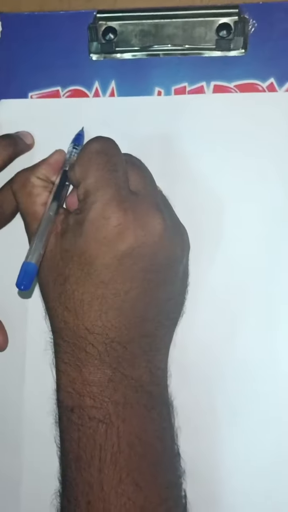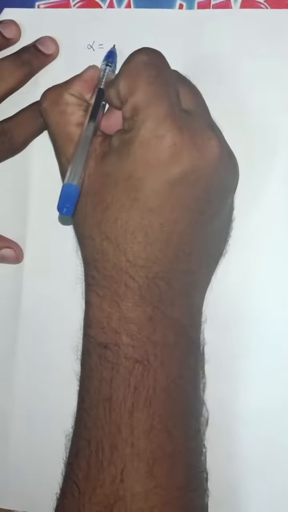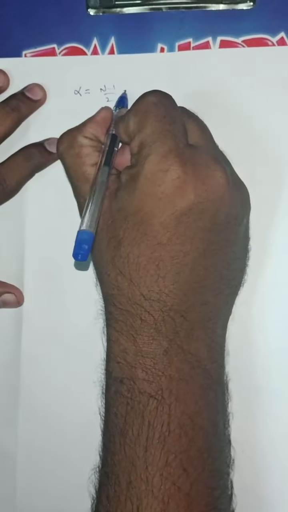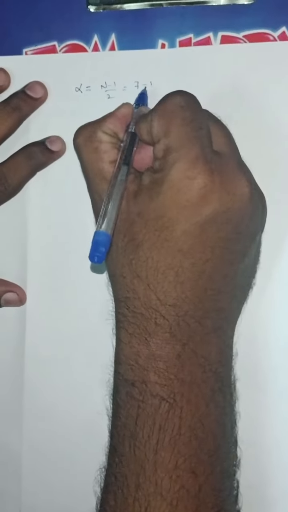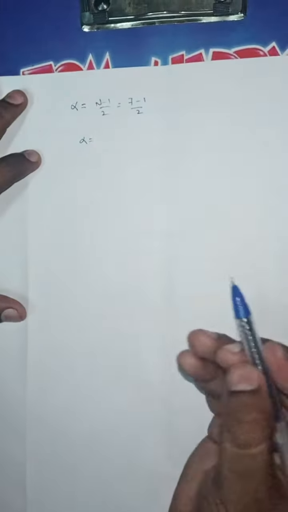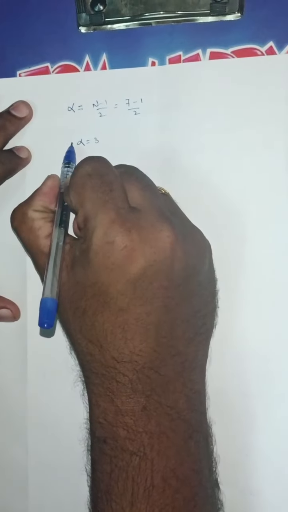So what is alpha? (N minus 1) by 2. What is the N value given in the problem? That is 7. So 7 minus 1 by 2. So we can write alpha equal to, what is 7 minus 1? 6. 6 by 2 is 3. So alpha equal to 3.